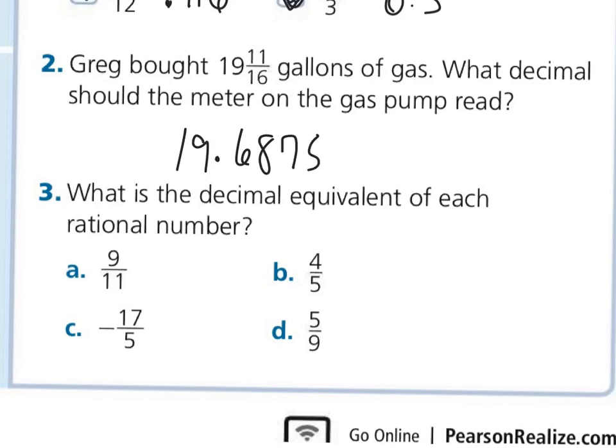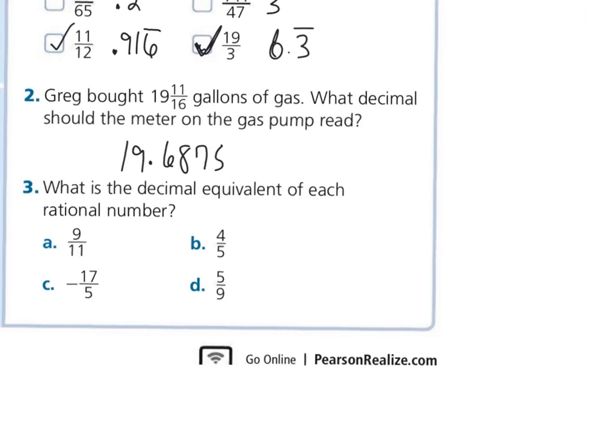19.6875. Okay. Now again, if we were doing this by hand, we know the 19 is going to be there. It's going to be 19 point something. And then you could just do 11 divided by 16, and we could work that out. Again, the plan here, we'll probably use a calculator so you can just divide it out, and we can get through the problems a little bit quicker that way.